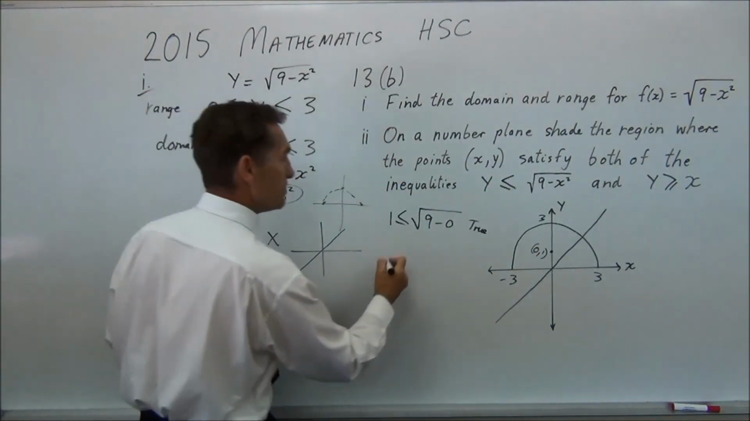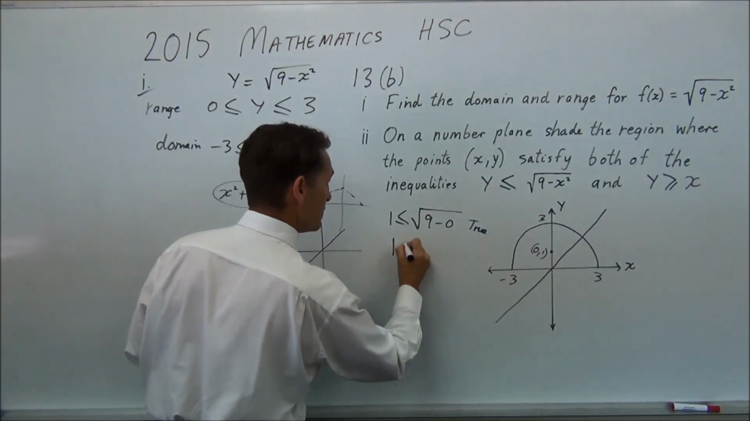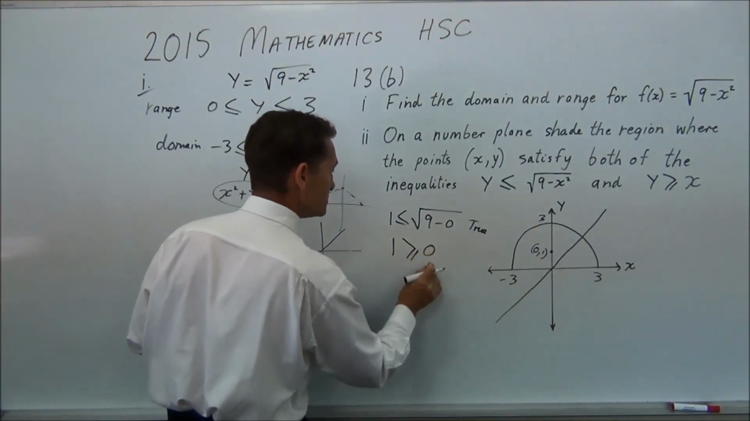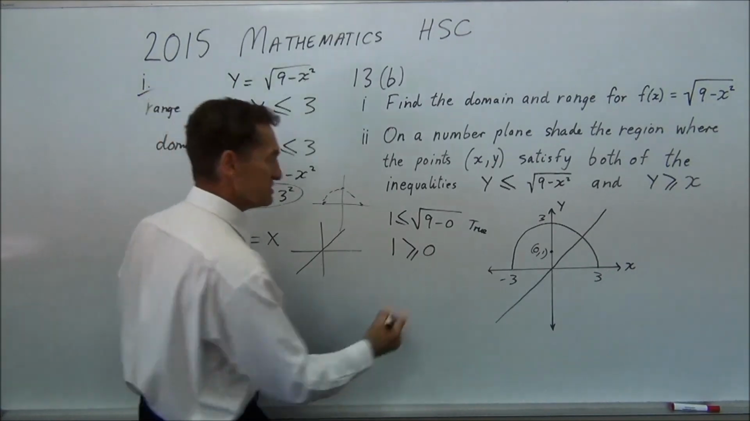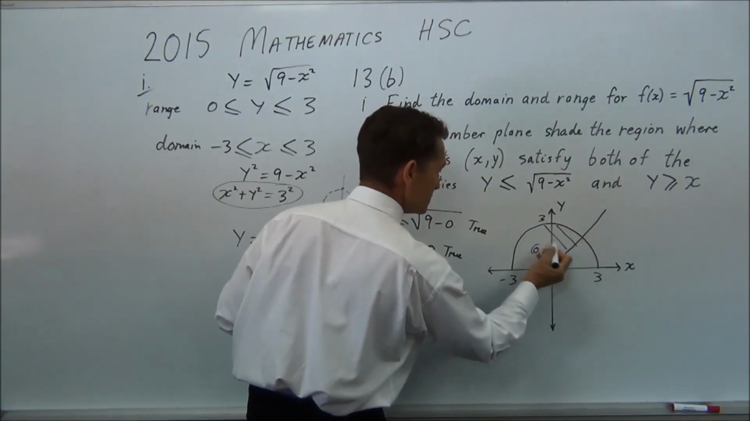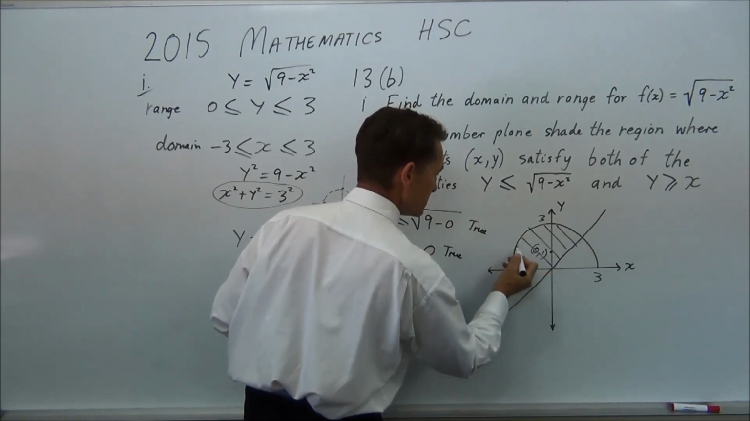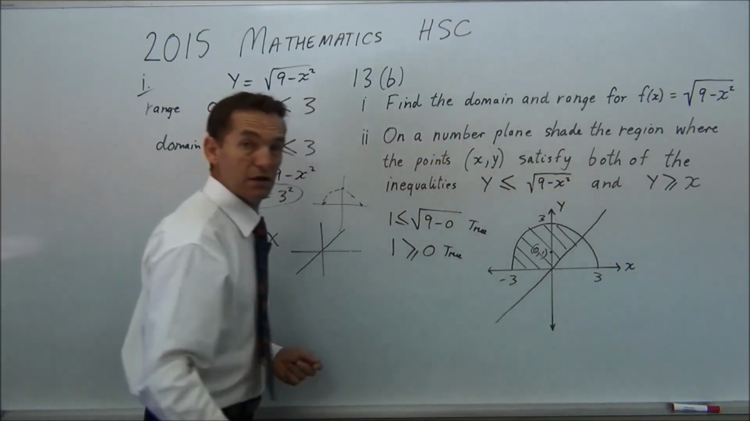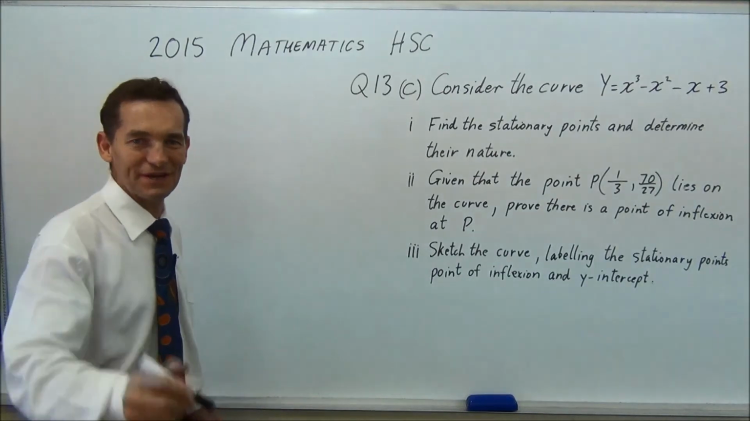Let's try the next one. So y, so going to 1 is greater than or equal to 0. Well, is that true? Yes. Great, they're both true, so there's your answer. You just shade in that region, and you're done.